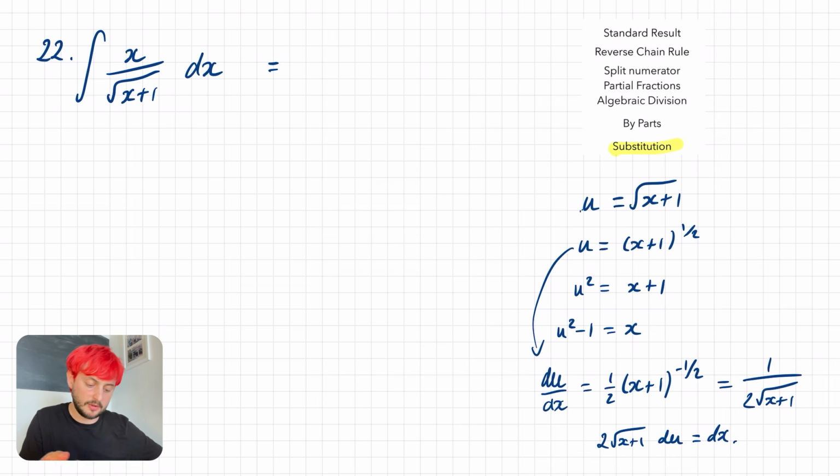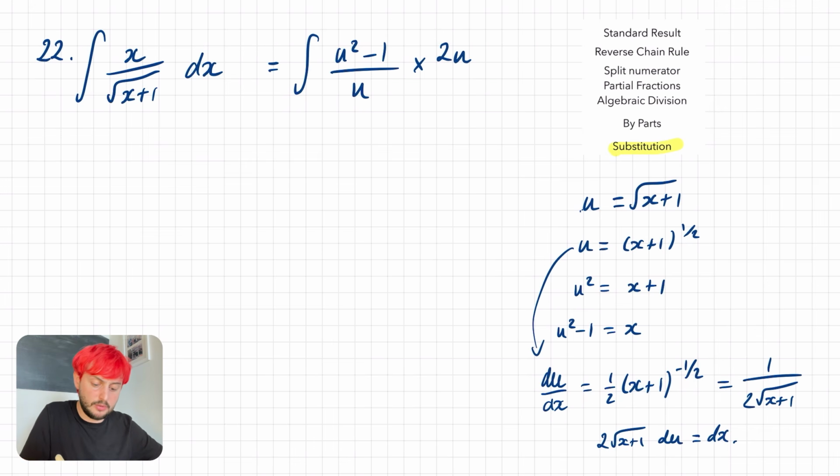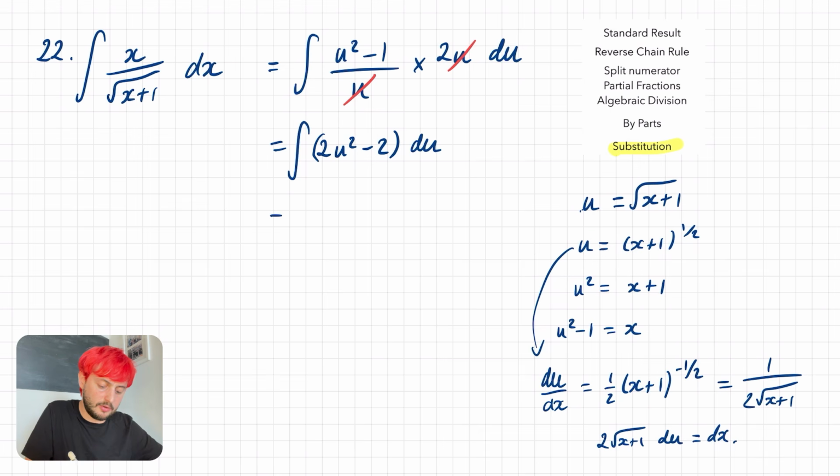So I can now go straight in with the substitution. We know that x is equal to u squared minus 1, and we've got on the denominator u. I'm going to be multiplying by 2 root x plus 1 du. Now root x plus 1 is u, so instead of writing 2 root x plus 1, I can write 2u, and that is all du. Now what you'll notice here is this u in the denominator is going to cancel with this u in the numerator up here, meaning this question suddenly becomes quite a lot more simple. It's just 2u squared minus 2 being integrated with respect to u.